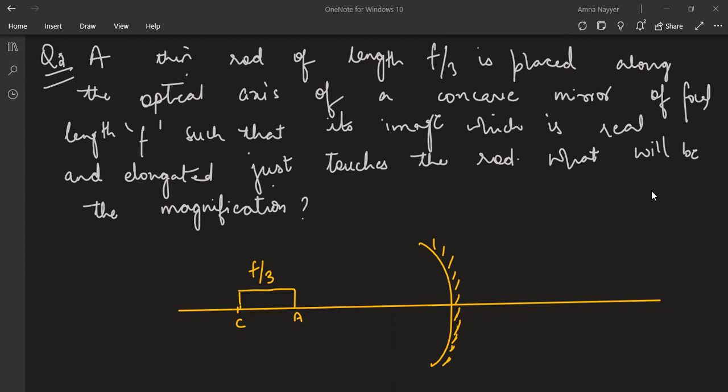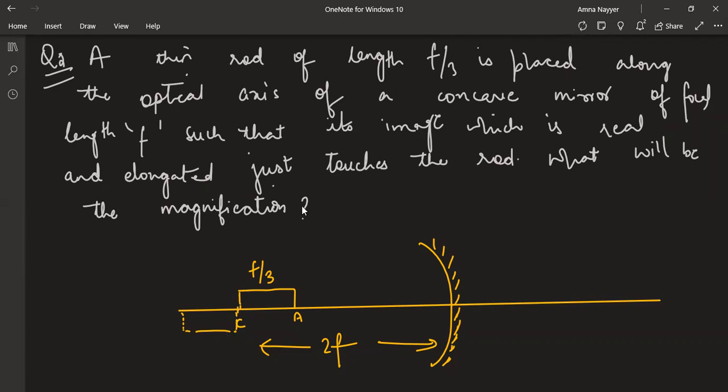All right, so a concave mirror of focal length F. So focal length is F, this entire will be 2F, such that its image, which is real and elongated, just touches the rod. So it means real and elongated. Let's say this is the image and this is touching. So this will also be lying at the center of curvature. See, the image of a rod placed along the optical axis will touch the rod only when one end is placed at the center of curvature. Then only it will be formed at exactly the same position. This is what we have seen. That's why I've drawn it on the center of curvature.